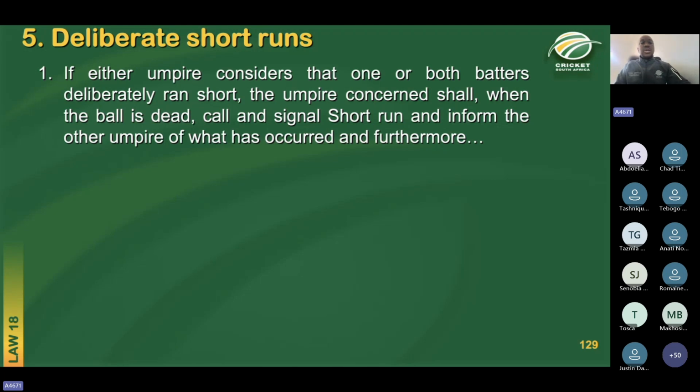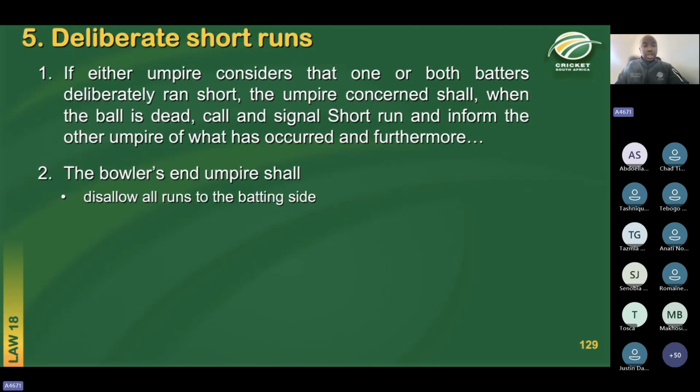How are we going to deal with deliberate short runs? The law tells us that if either umpire considers that one or both batters deliberately ran short, the umpire shall, when the ball is dead, call and signal short run and inform the other umpire of what has occurred. Subsequently, the bowler's end umpire shall disallow all runs to the batting side. So Murray Rasmus in that video used the dead ball signal because there is no signal for disallowing all runs to the batting side.